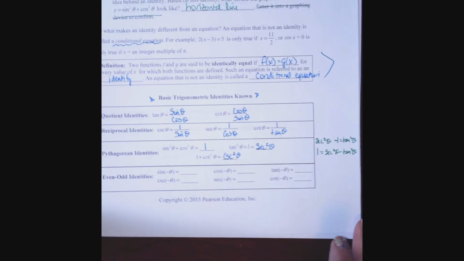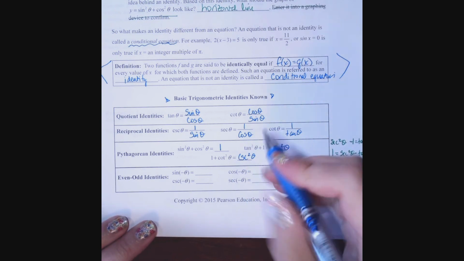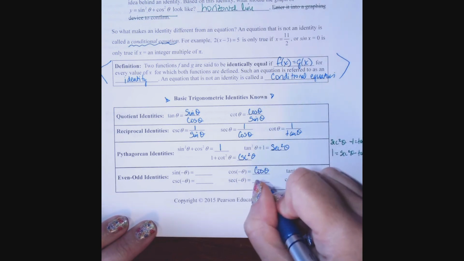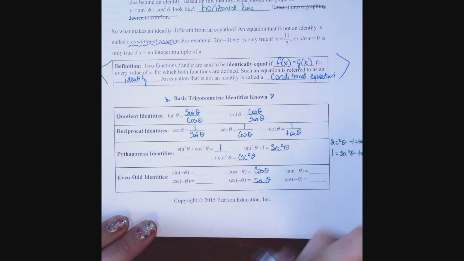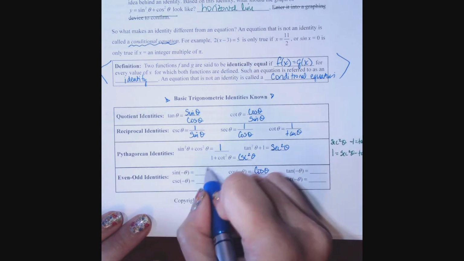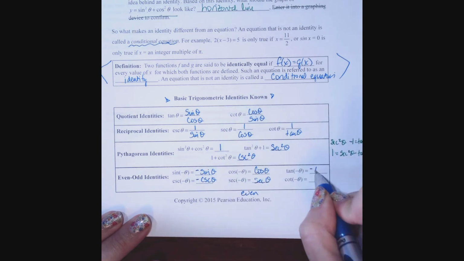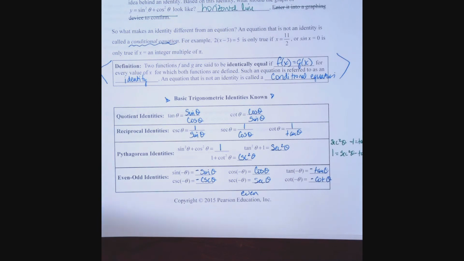Okay, and then we have our even-odd identities. Hopefully you remember that your even functions are cosine and its reciprocal, so that cosine of negative theta is equal to cosine theta, secant of negative theta is equal to secant theta. Those are my two even functions. The other four are odd. And remember that when we were working with our inverse functions, we did not extend this even function to cosine inverse.